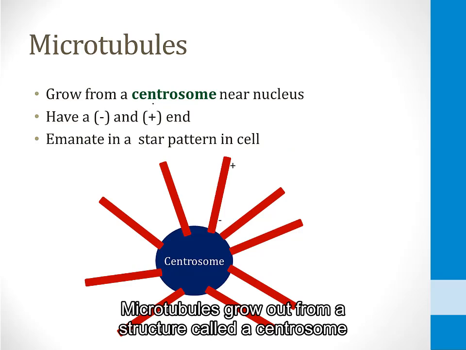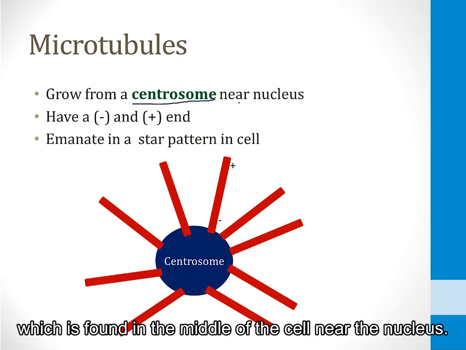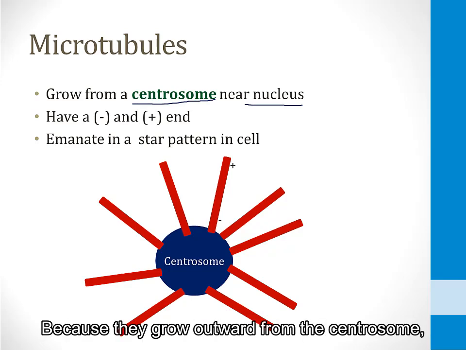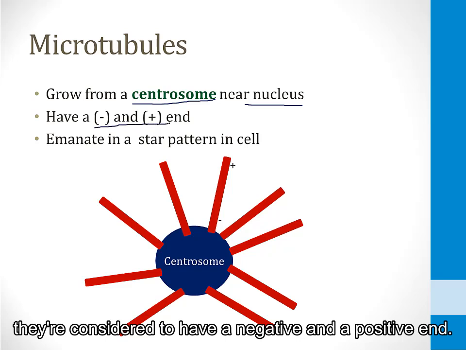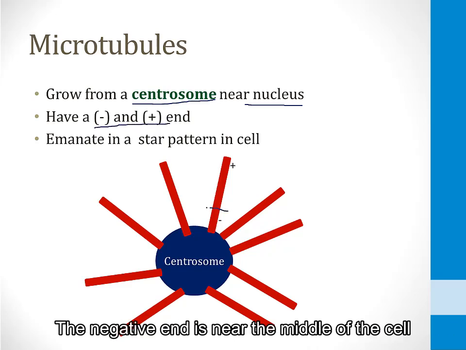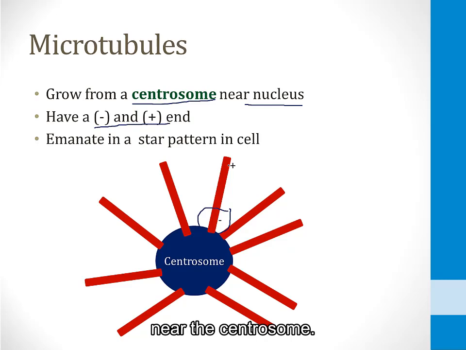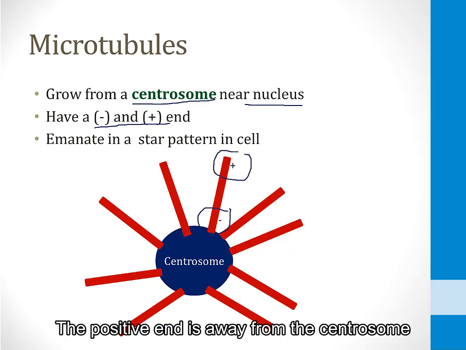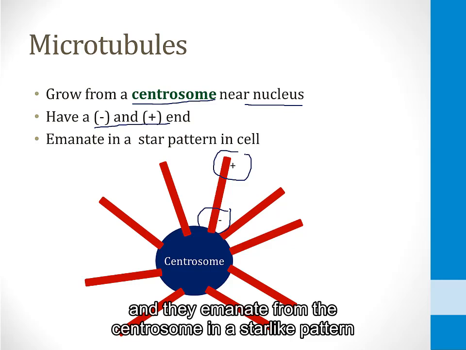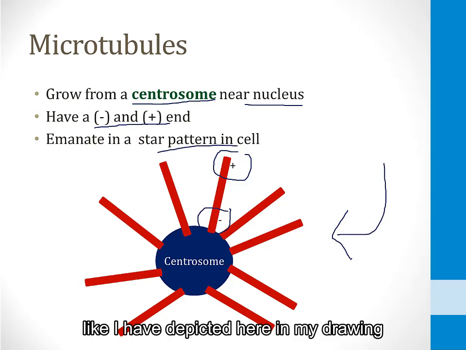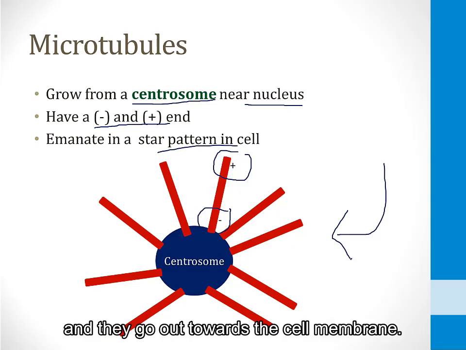Microtubules grow out from a structure called a centrosome, which is found in the middle of the cell near the nucleus. Because they grow outward from the centrosome, they are considered to have a negative and a positive end. The negative end is near the middle of the cell, near the centrosome. The positive end is away from the centrosome, and they emanate from the centrosome in a star-like pattern, like I've depicted here in my drawing, and they go out towards the cell membrane.